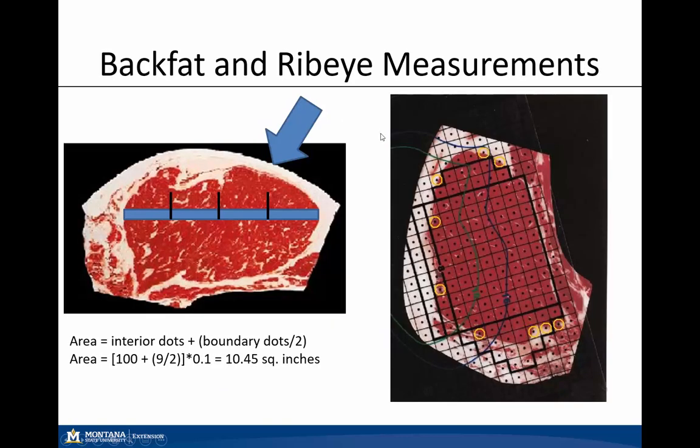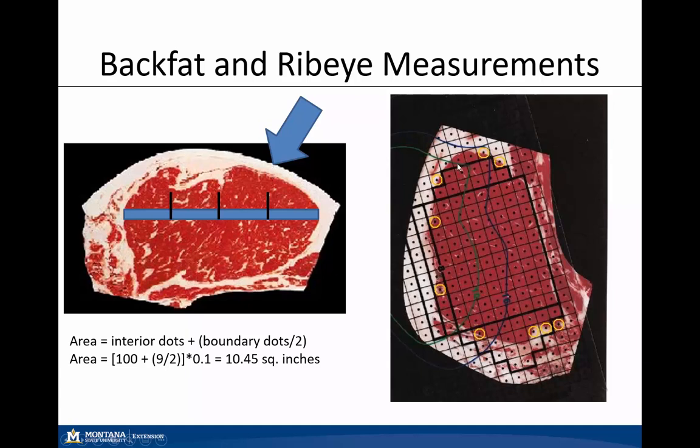So to collect our back fat and ribeye measurements, this is done at the 12th and 13th ribs. So just to give you an example here on this steak, as we can see this ribeye, and 3/4 of the way down the top of the ribeye, we are going to measure back fat right here.